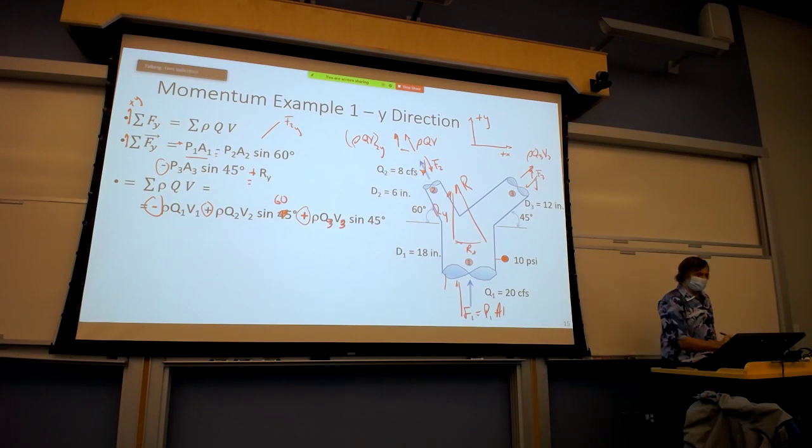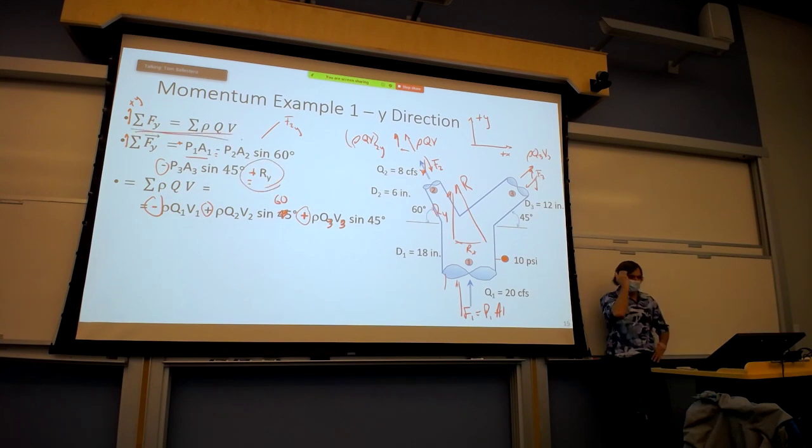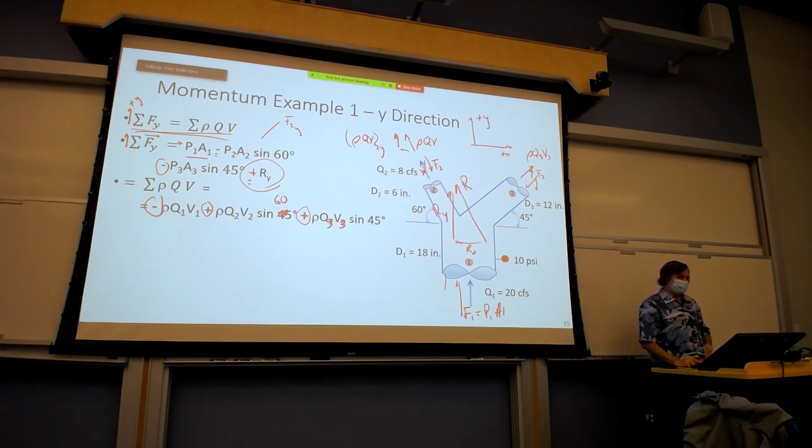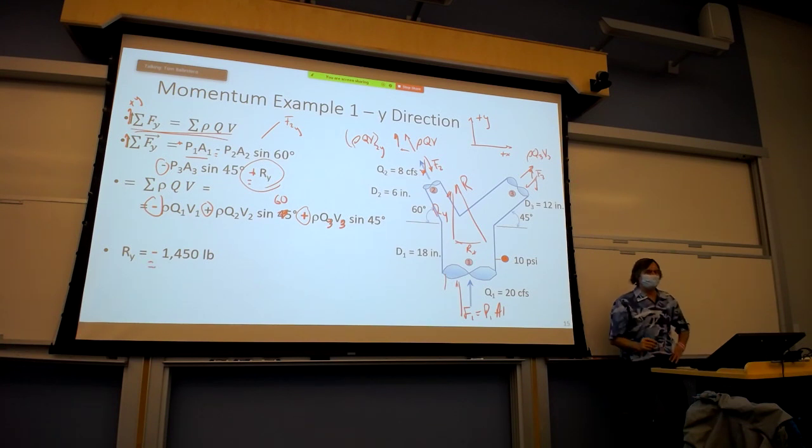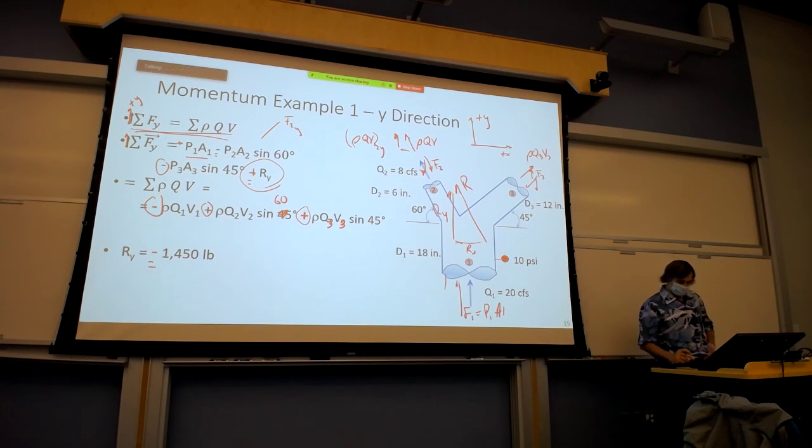And so just as before, the only unknown in this equation, sum of the forces is equal to sum of the rho QV in the y direction, is Ry. And when we go through and solve it, we get Ry is equal to minus 1450 pounds, which means we not only guessed the wrong direction for the x component, but we guessed the wrong direction for the y component. It's not fatal. It was an assumption.